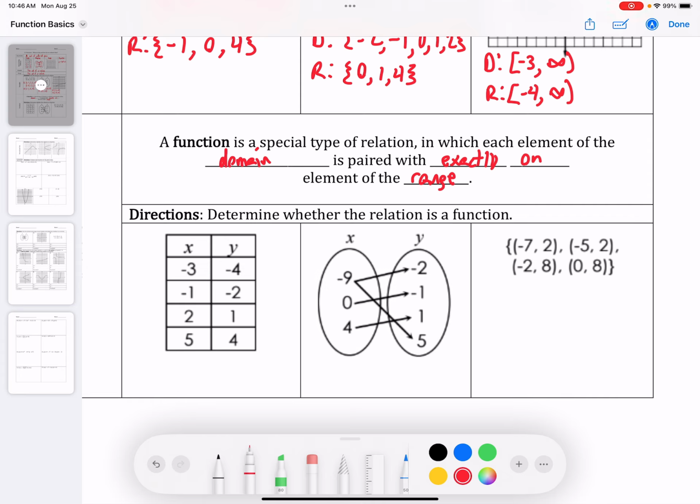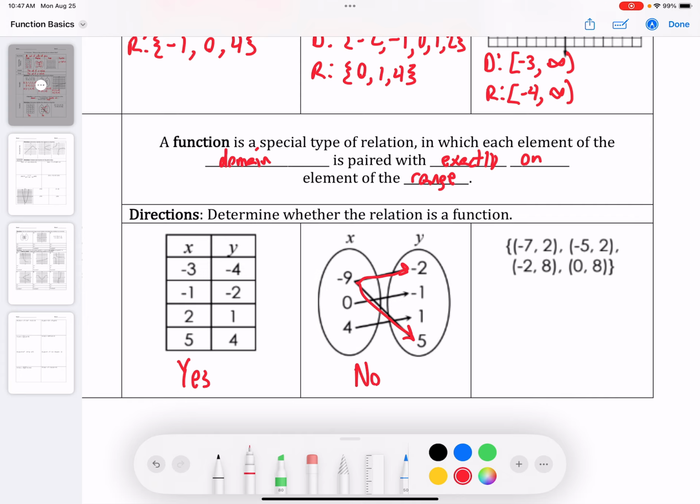So we have -3 going to -4, -1 goes to -2, 2 goes to 1, and 5 goes to 4. So yes, this is a function. On our mapping diagram next, if we look at -9, it's going to two places. It's going to -2 and it's going to +5. That does not work. I can't be in two places at once, so that is not a function.